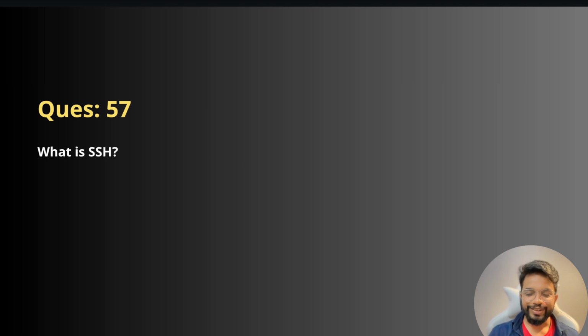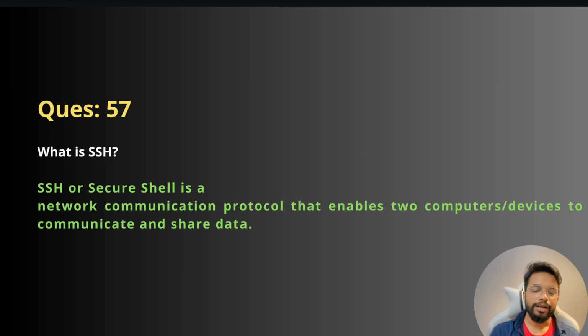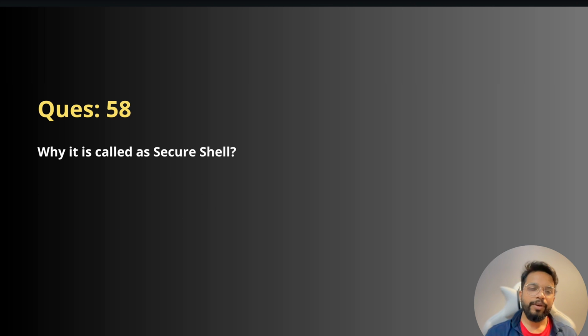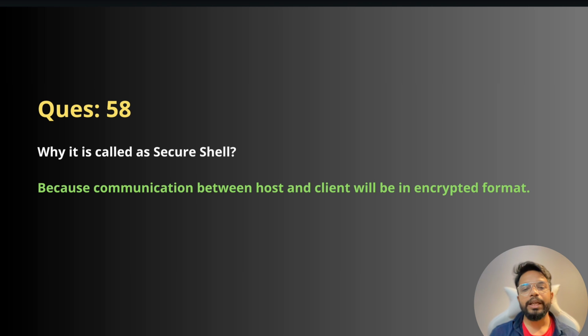What is SSH? This is secure shell, as we already covered. Secure shell is a network communication protocol that enables two computer devices to communicate and share data. In order to enable the communication between two servers, we need the SSH service. We have already seen that the SSH service is enabled. Question number 58, why is it called secure shell? Why is it called secure? The reason is that communication between the host and the client will be in encrypted format, so the data communication will be encrypted.